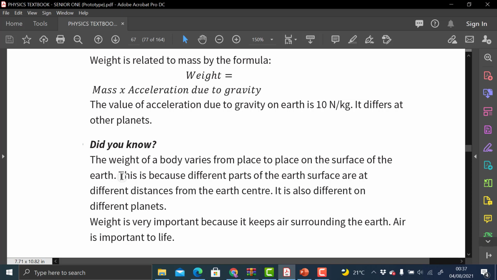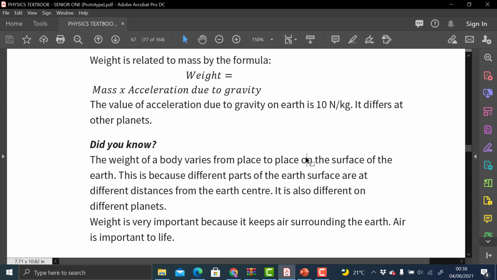Number one, the Earth is not a perfect sphere. In other words, there's a different height at different points of the Earth. For example, sea level and the tops of mountains are at different heights from the center of the Earth. And because of that difference, the weight or the acceleration of gravity changes.